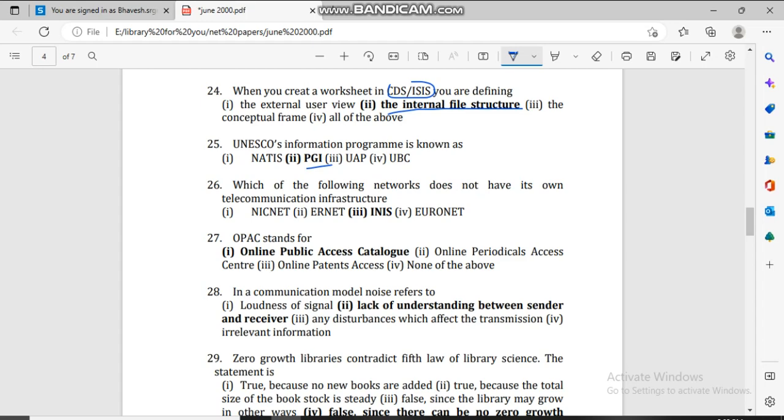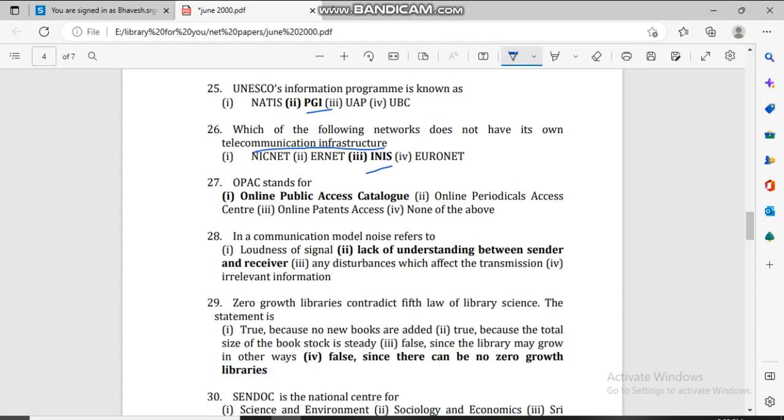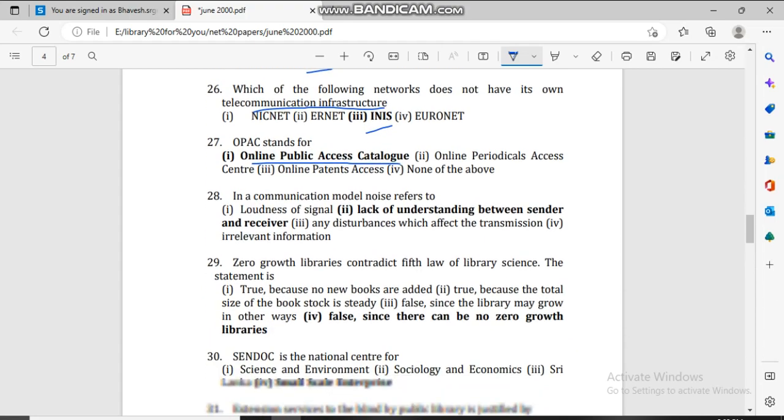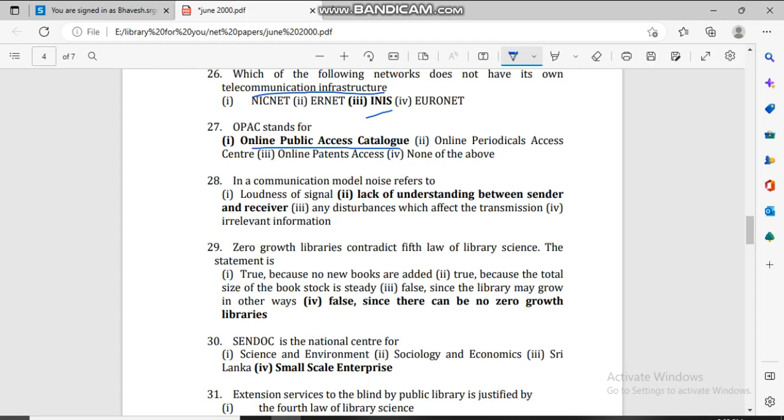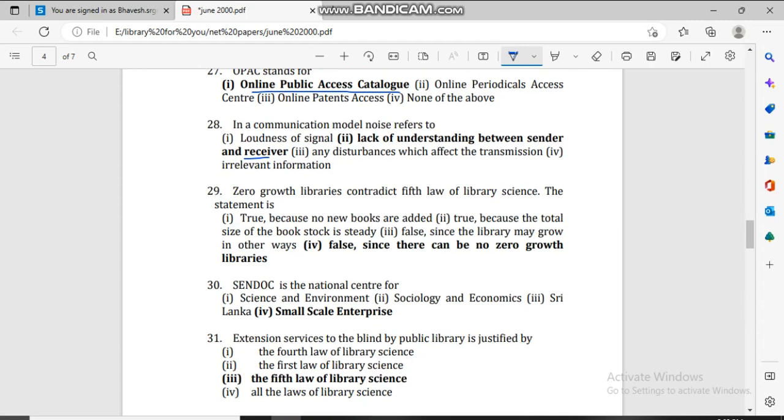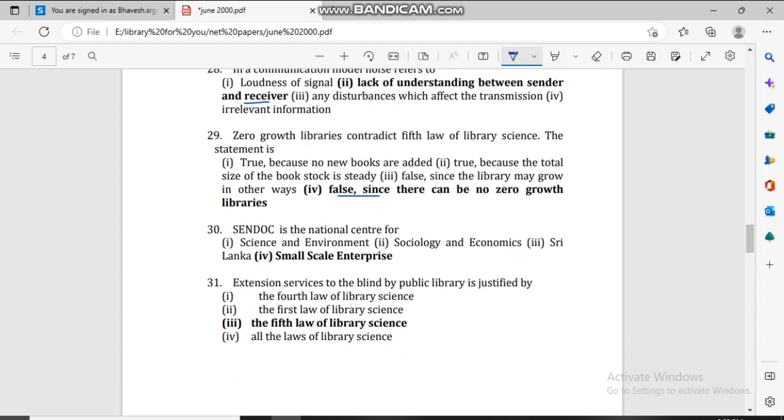Which of the following networks does not have its own telecommunication infrastructure? That is INIAS. OPAC stands for Online Public Access Catalog. In a communication model, noise refers to lack of understanding between sender and the receiver. Zero growth libraries contradict the fifth law of library science. The statement is false, since there can be no zero growth in the library.